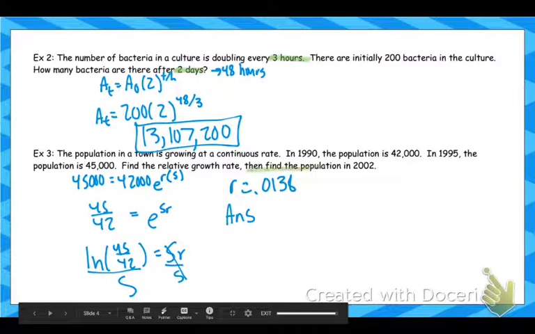Next part is find the population in 2002. All right, so our initial amount is still 42,000. E, we now know that rate, and again, we're going to use that previous answer so it's exact. And then the time it takes, so from 1990 to 2002, that's going to be 12 years. This one doesn't require a lot of algebra. Plug it straight into your calculator, and again, use that previous answer to get that exact value, and you're going to end up with 49,563.